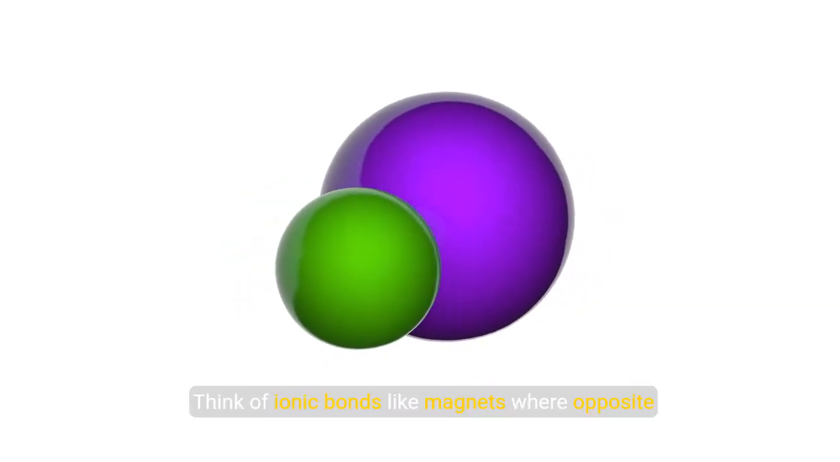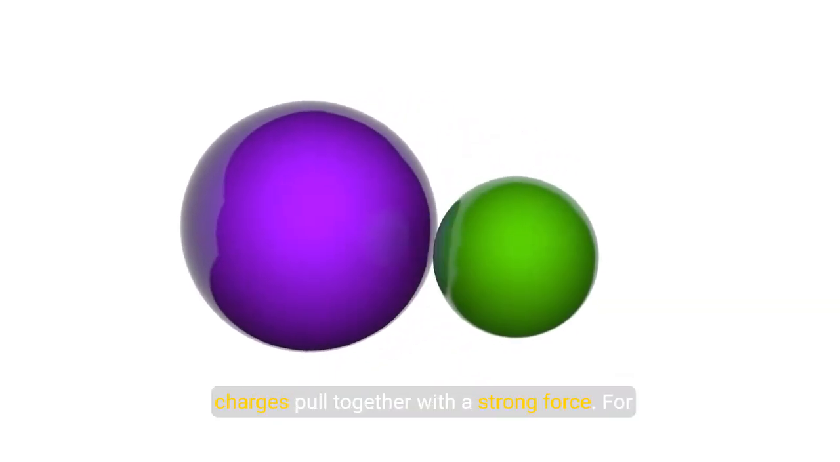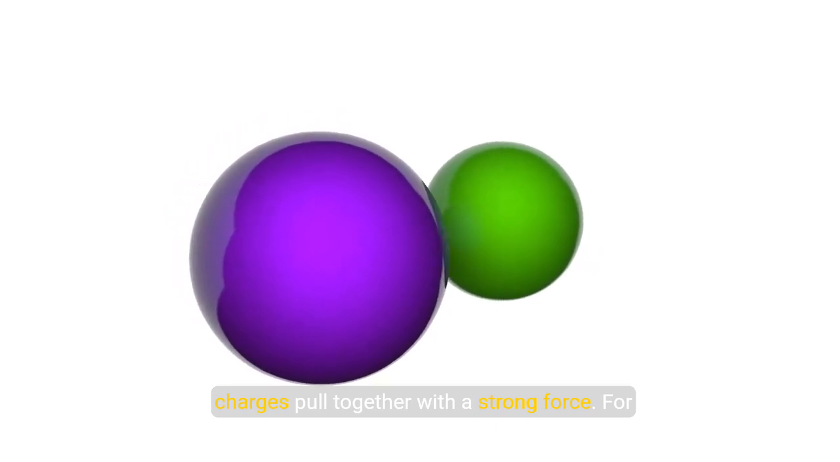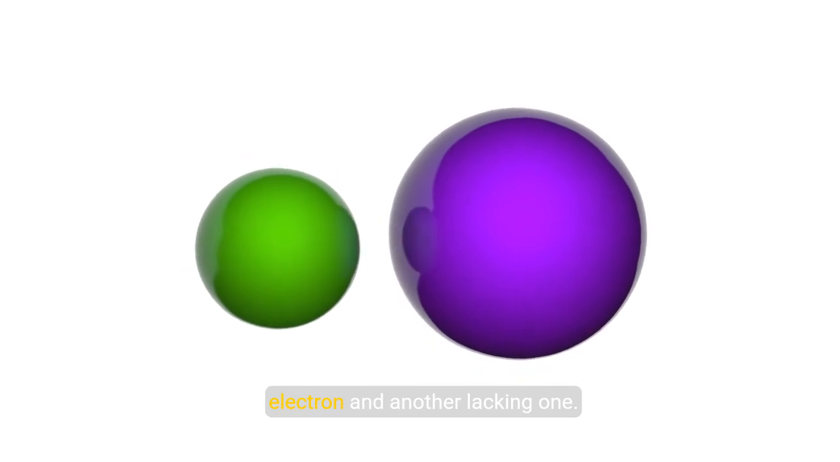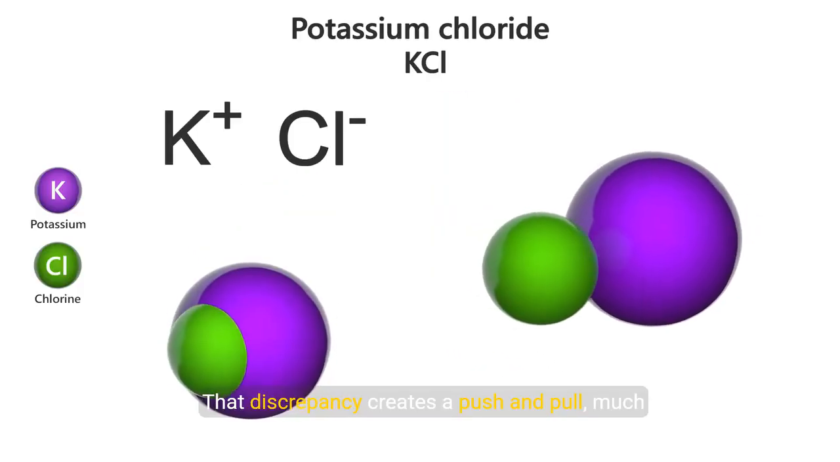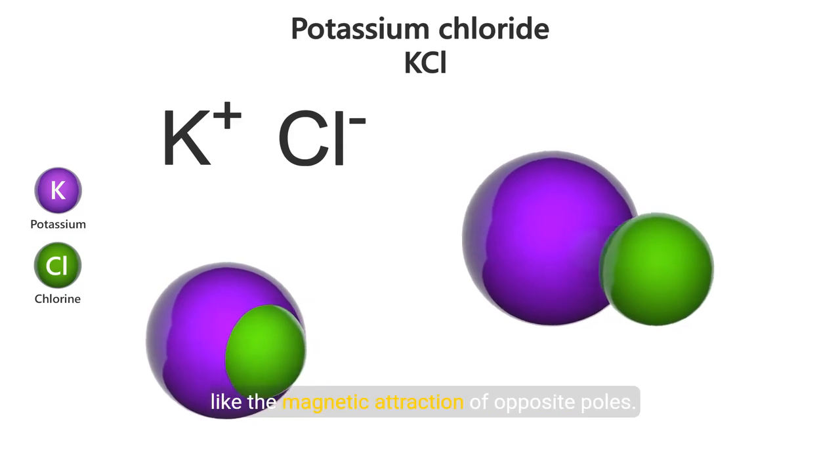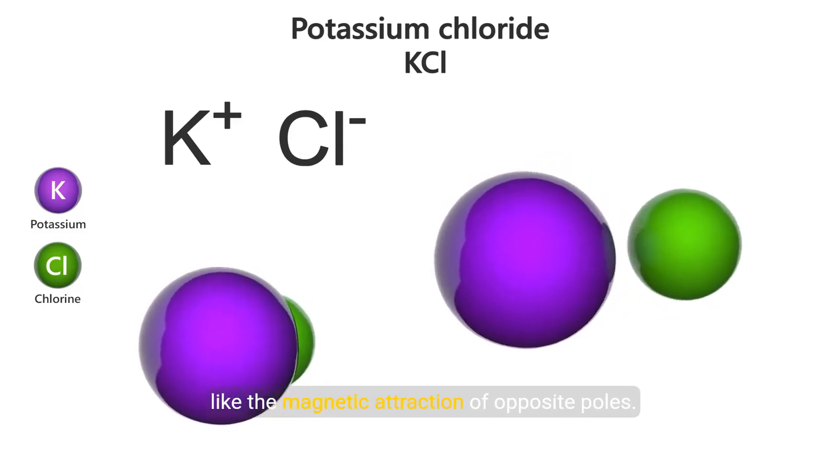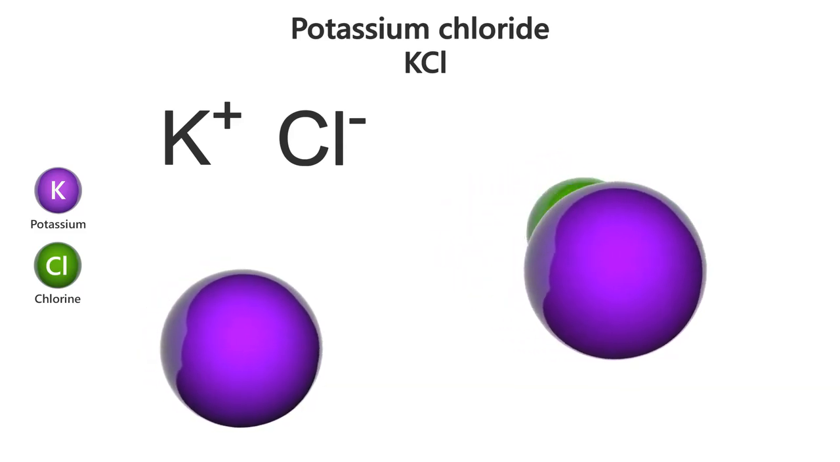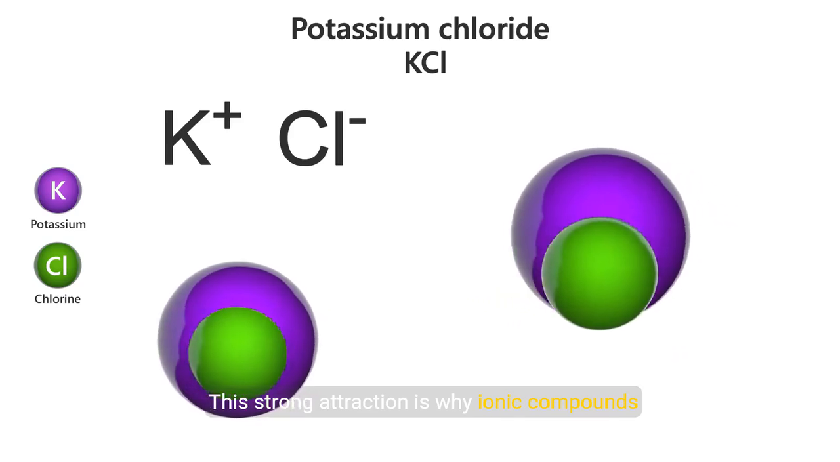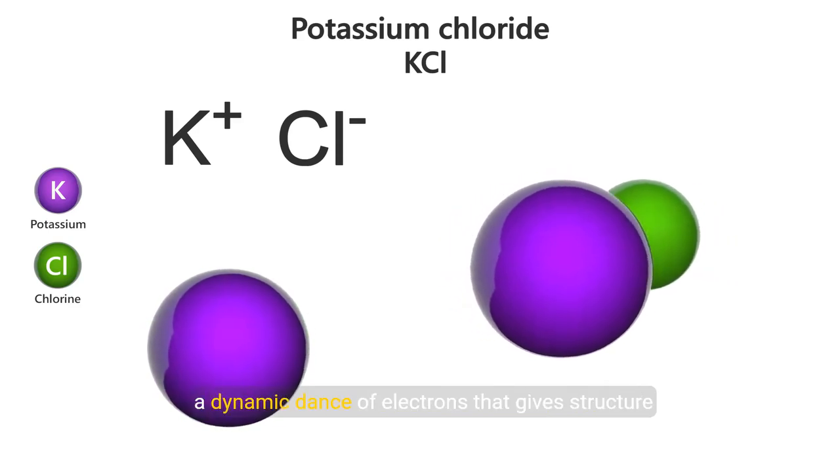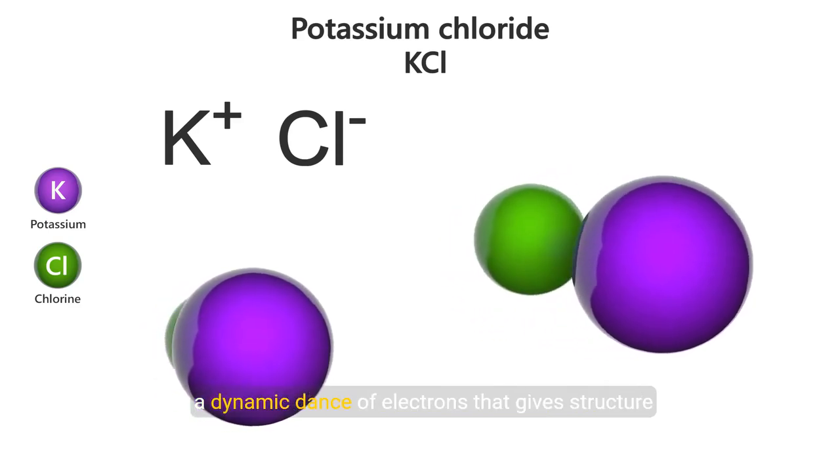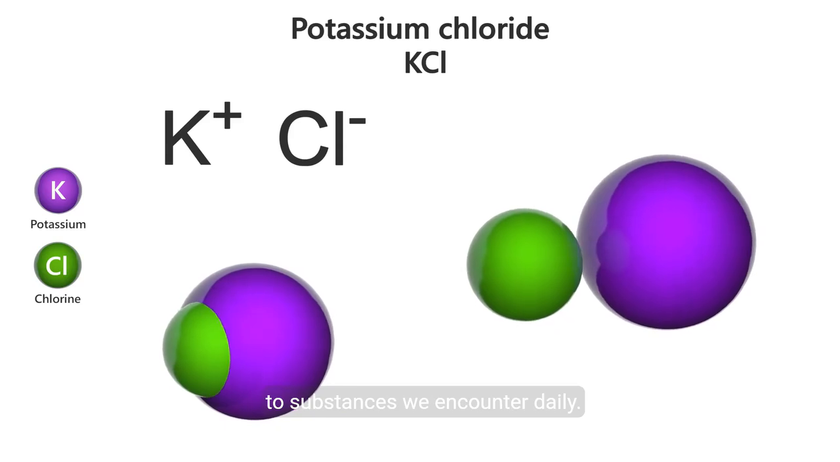Think of ionic bonds like magnets where opposite charges pull together with a strong force. For example, imagine one atom as having an extra electron and another lacking one. That discrepancy creates a push and pull path, much like the magnetic attraction of opposite poles. This strong attraction is why ionic compounds often have high melting and boiling points. It's a dynamic dance of electrons that gives structure to substances we encounter daily.